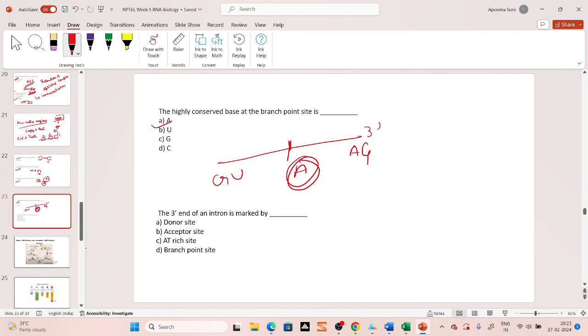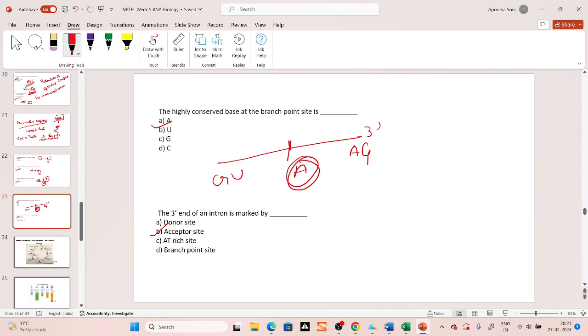The correct answer is B, that is acceptor site. We have just studied that the 5 prime end is known as the donor site, the 3 prime end is known as the acceptor site, and in between it is known as the branch point. All these three things are present in the intronic regions and not in the exonic regions. And all these three sequences are consensus sequences which are recognized by the spliceosome complex.